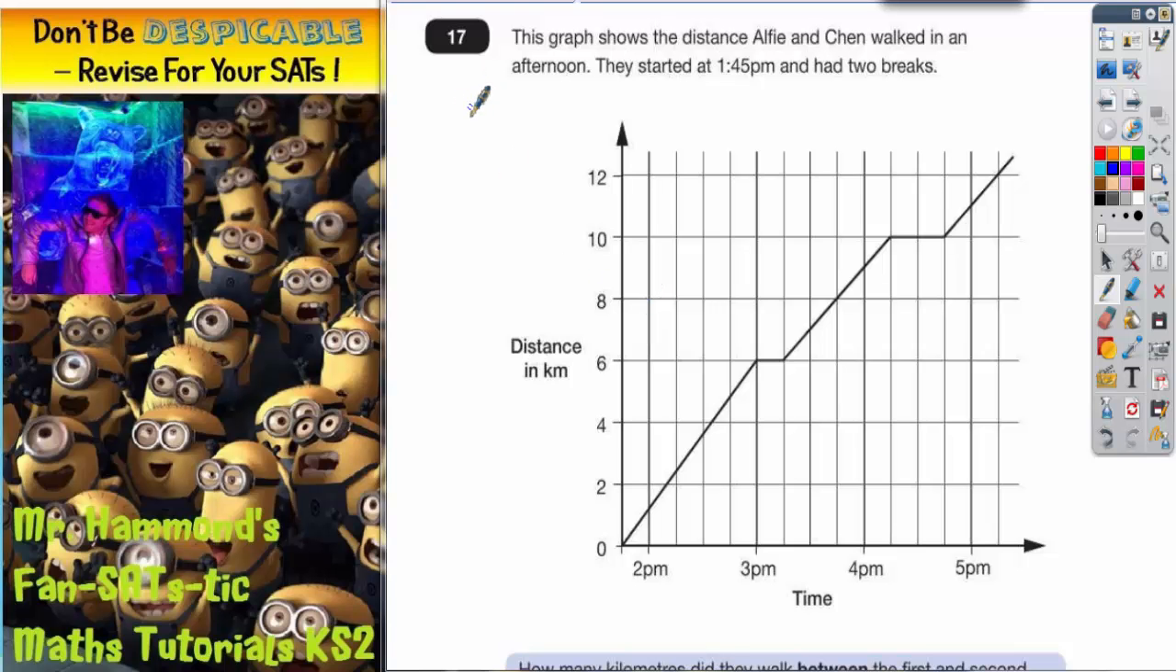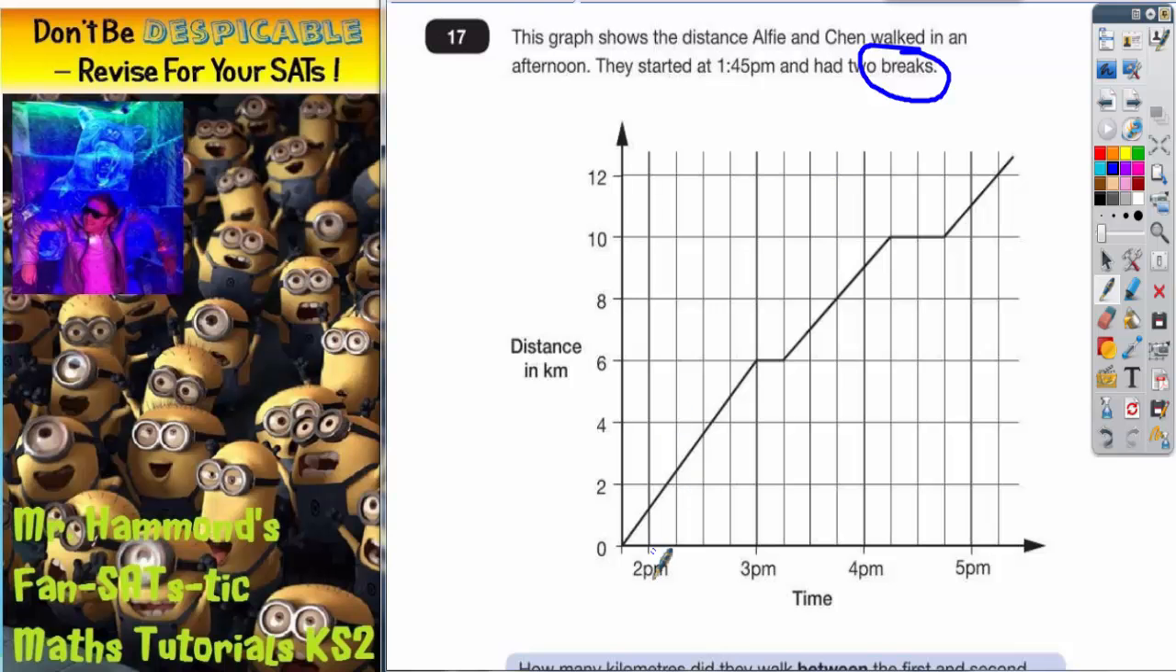Okay, question 17 is about reading information from a graph. It says this graph shows the distance Alfie and Chen walked in an afternoon. They started at 1:45 and had 2 breaks. Really important to always read the information before any question because it gives you some idea of what's going on.